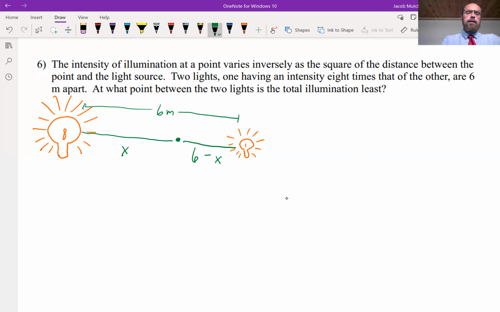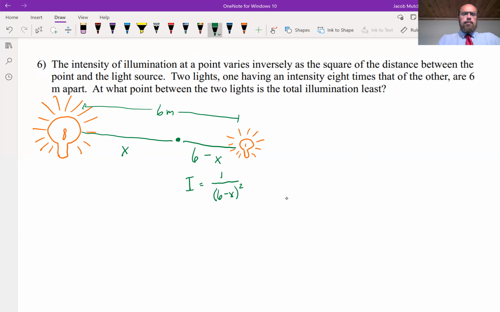So let's start with the intensity of illumination from the less bright light. I'm just going to call it I, and it is going to be inversely proportional. So inversely means I've got a fraction, 1 over the square of the distance. So the distance is 6 minus x, and I've got to square that. So that's now set up just according to the way that it's presented in that first sentence. The intensity of illumination at a point varies inversely, so I got my fraction as the square of the distance between the point and the light source.